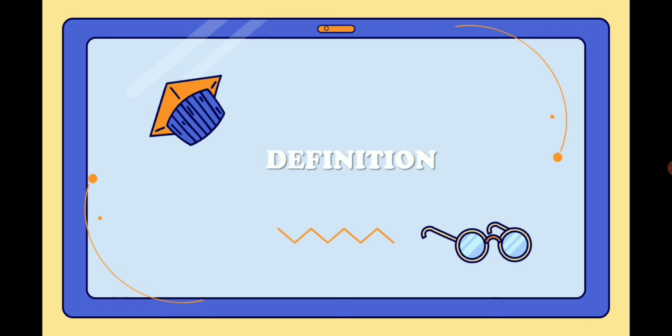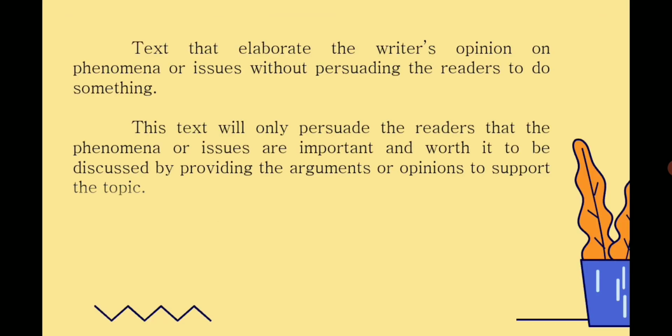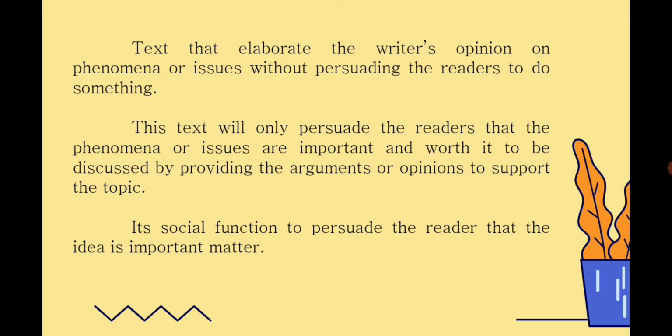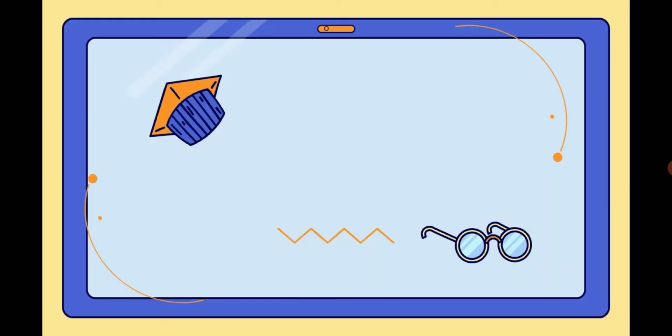What is analytical exposition? Analytical exposition is the text that elaborates the writer's opinion on phenomena or issues without persuading the readers to do something. This text will only persuade the readers that the phenomena or issues are important and worth it to be discussed by providing the arguments or opinions to support the topic. Its social function is to persuade the reader that the idea is an important matter.